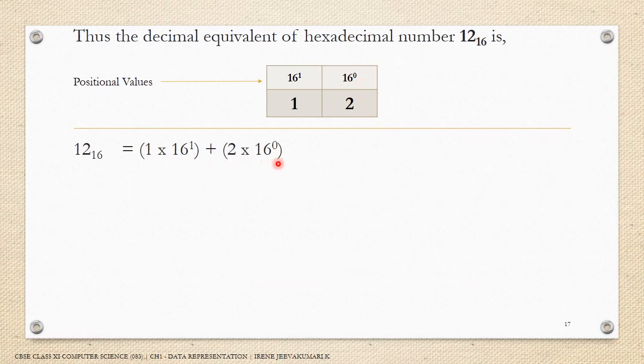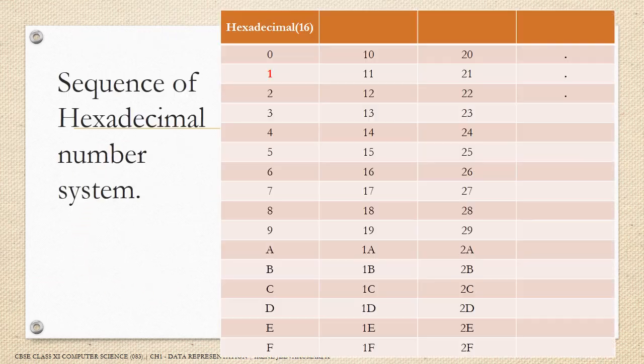In this expression, the exponentiation operator gets the highest precedence. So let us evaluate all these exponentiation operators. 16 power 1 will be 16, 16 power 0 will be 1. Let us substitute those values. So 1 multiplied by 16 plus 2 multiplied by 1. Now let us evaluate the multiplication operators. 1 multiplied by 16 gives 16, plus 2 multiplied by 1 gives 2. When we add 16 plus 2, we get 18. So 18 is the decimal equivalent of the hexadecimal number 12.